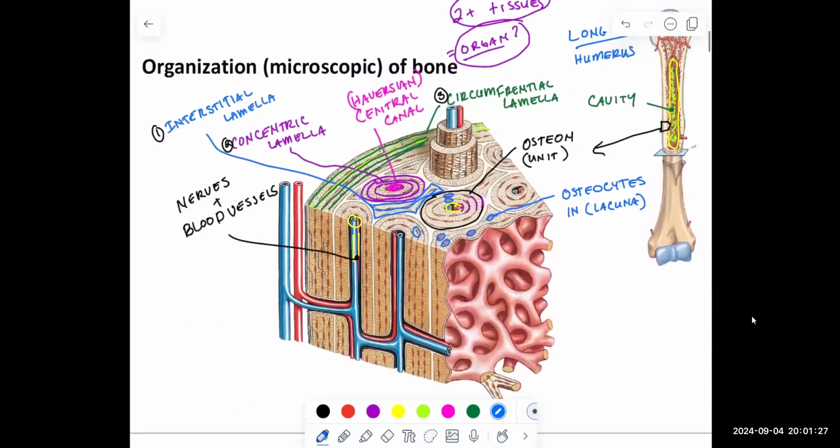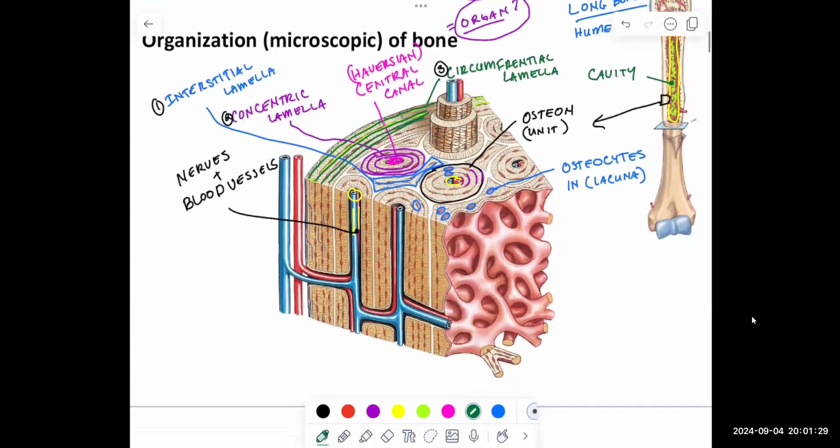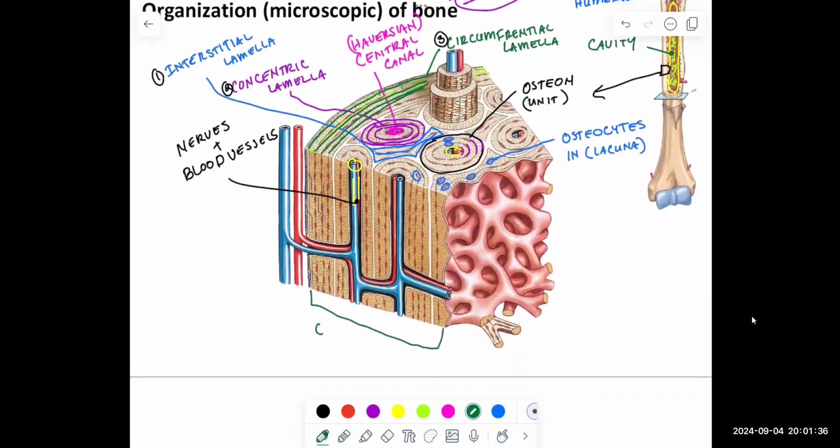Not yet. Okay. This region right here is just called compact bone. That is the region. This is where it gets really tricky, folks. This is where anatomy can kind of be rough on words. That region is compact bone. If I were to ask you, what is that tissue name? What is its name?